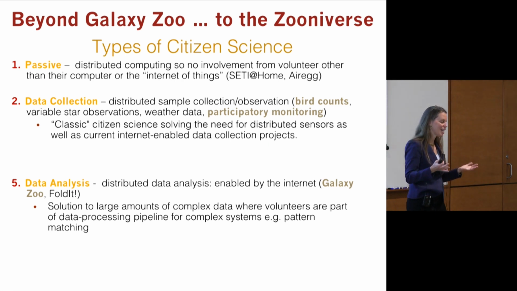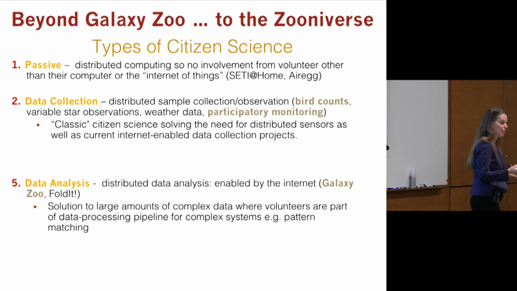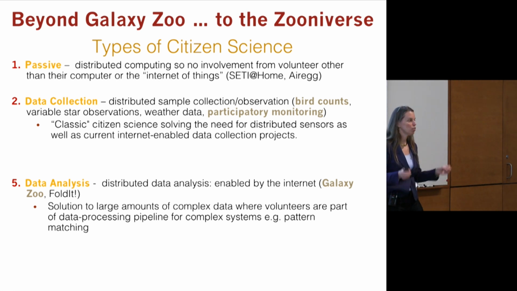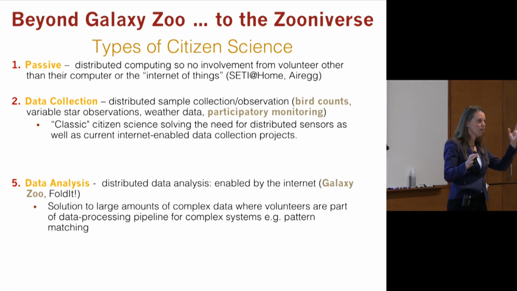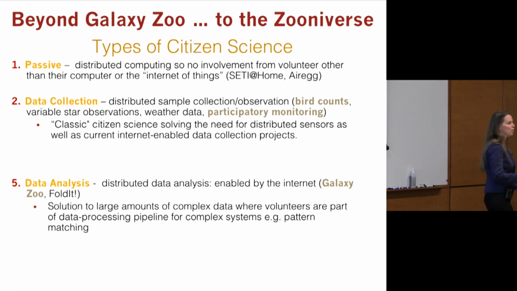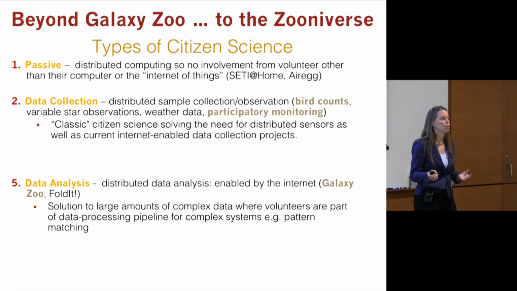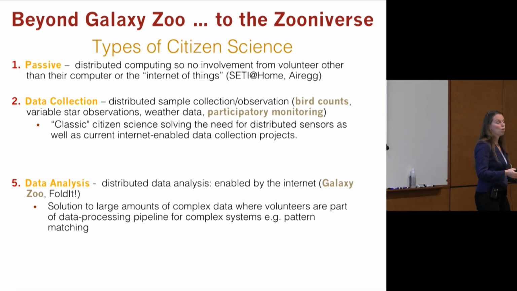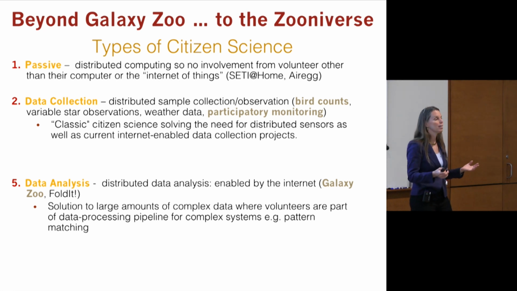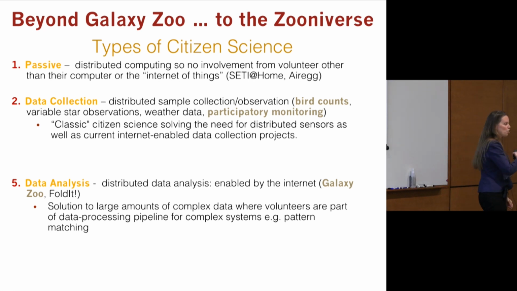The data collection piece of it is sort of the classic version of citizen science. And this is going all the way back to so-called gentlemen scientists who are wandering around on their estates and finding fossils or collecting samples of trees or what have you, or amateur astronomers, or the Christmas bird count from the Audubon Society and this sort of thing. So this is the classic type of citizen science that we might have thought about before the internet.